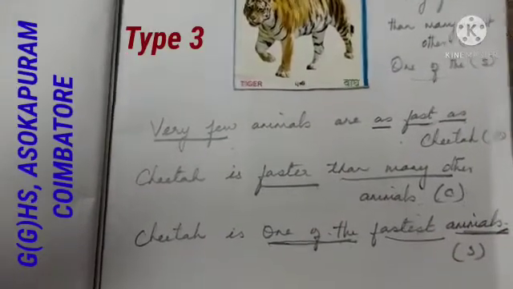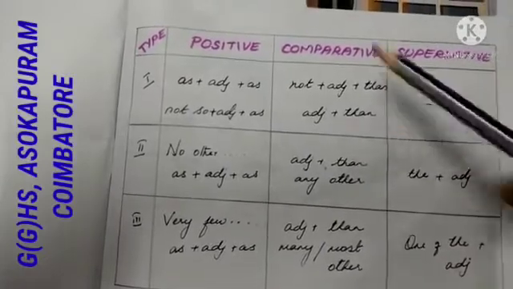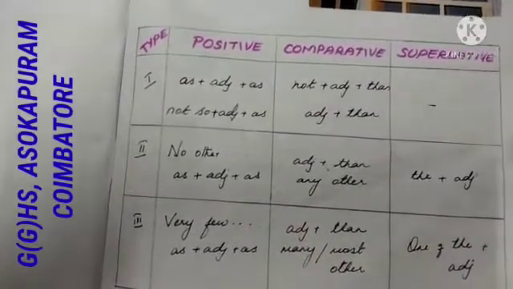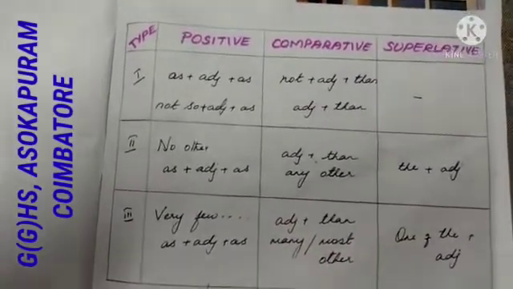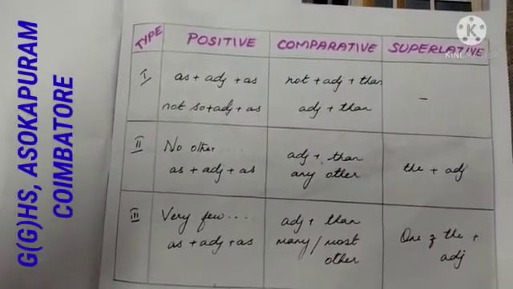Okay, children? Hope you understood degrees of comparison clearly. You keep this tabular column in mind and start doing the exercise in worksheets. Okay, so that you will understand better. If you have any doubts, please call me, ma. Thank you.